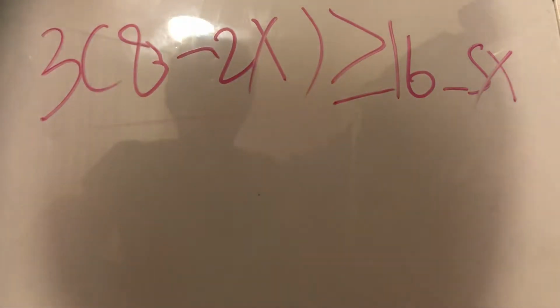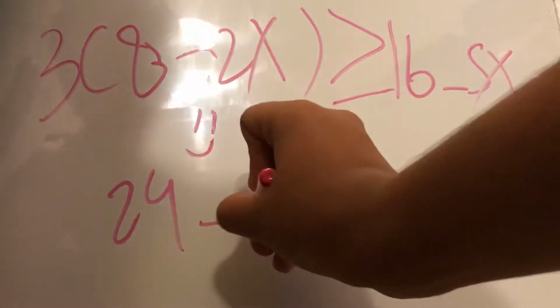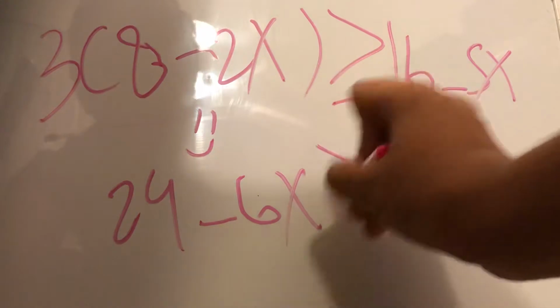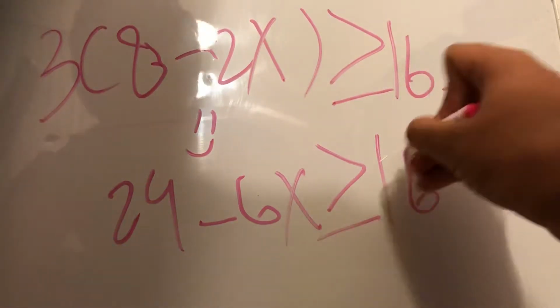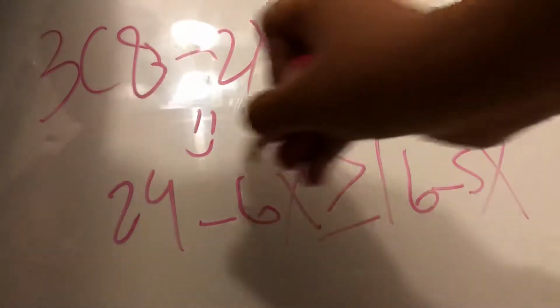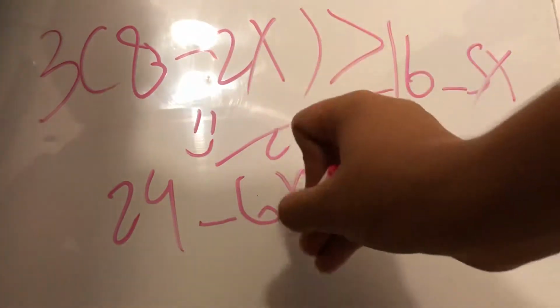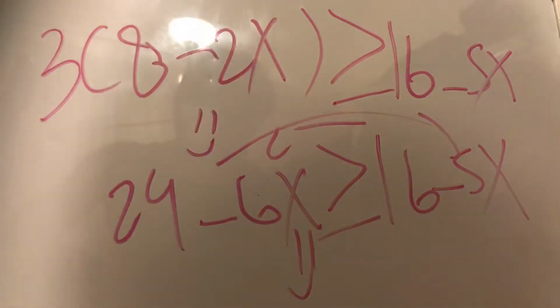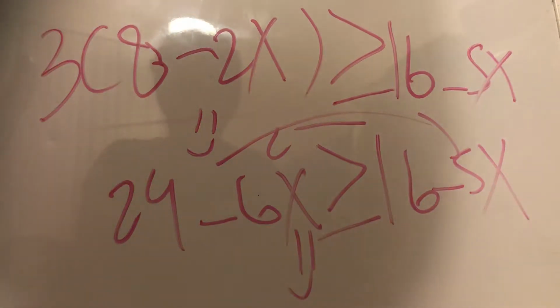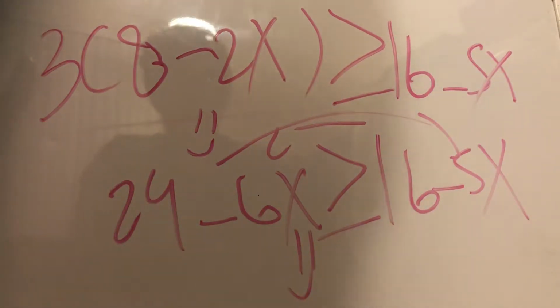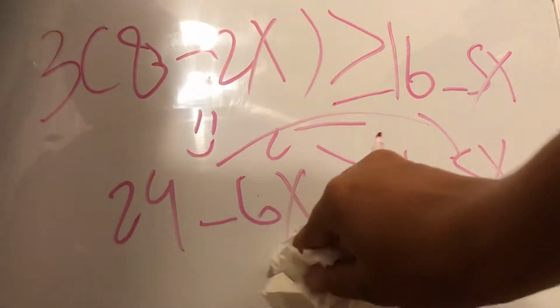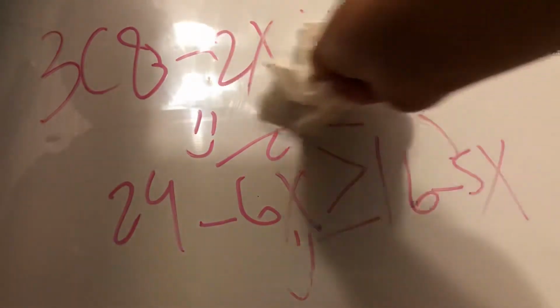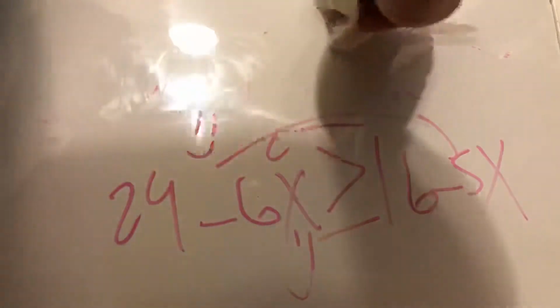So we're gonna solve this equation. It's gonna be 24 minus 6x is bigger or equal than 16 minus 5x. We're gonna move this here, and here is gonna be 24 minus 16. I'm gonna erase here because we don't have enough space for writing anymore. So it's gonna be 24 minus 16 is gonna be 8.